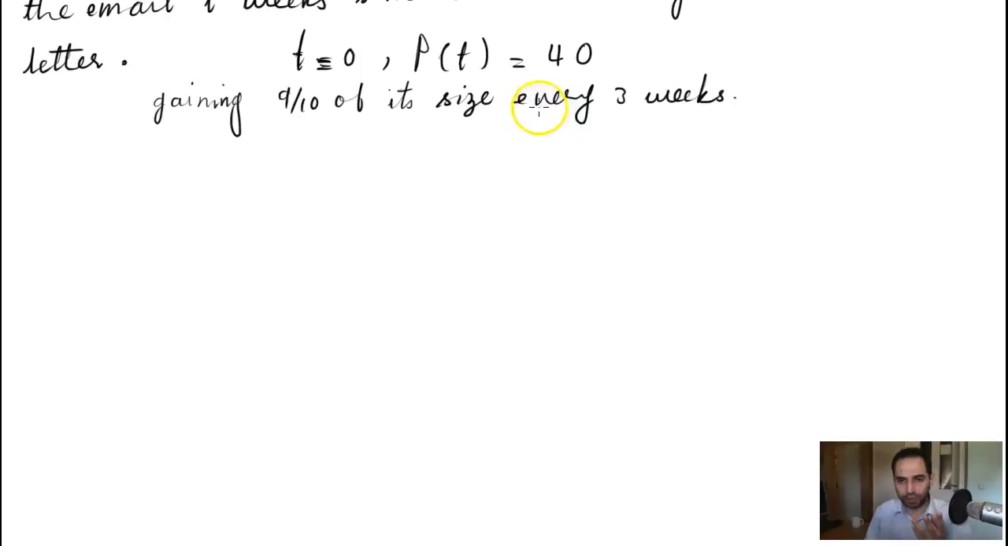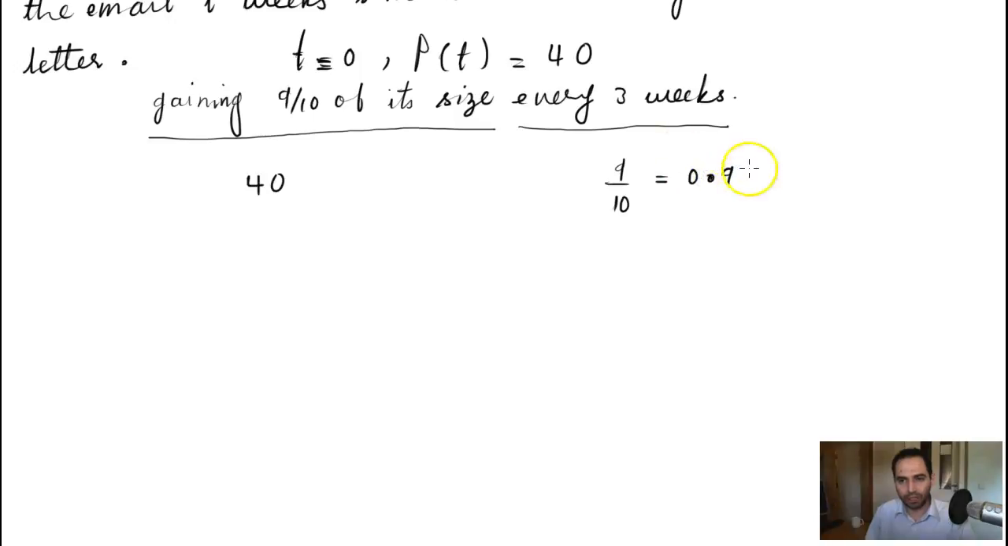So this basically has two parts. First you have the gaining 9/10 of its size, and then it happens every 3 weeks. So for example, the group of people who receive the letter is basically 40 people, and this group of 40 people gains 9/10 of its size. 9/10 basically means 90%, or 0.9.